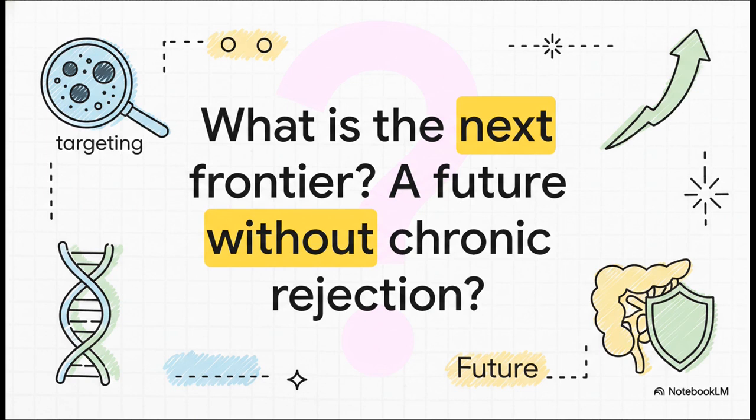But before we finish, I want to leave you with a question to think about. We're getting better and better at this, right? Our drugs are getting more precise, more targeted. So what's next? Where are we headed? Is there a future where we can fine-tune the immune system so perfectly that chronic rejection becomes a thing of the past? A future where transplantation is truly personalized? That's the challenge for your generation.